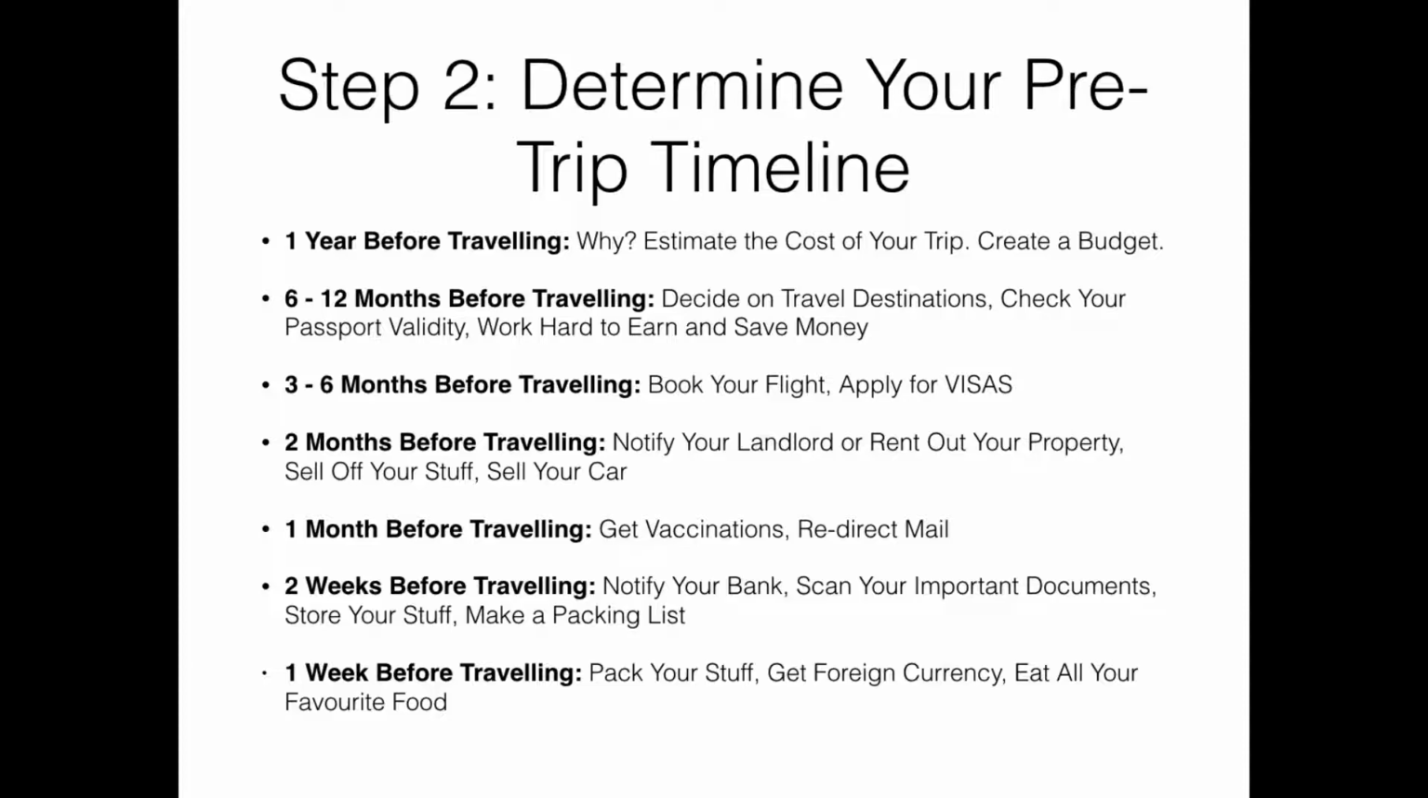Now, 3 to 6 months before you leave to travel around the world, you will want to book your flight. And I'm going to go into detail about that later on. And the other thing is that you need to apply for visas. And one of the reasons why you want to apply for your visas 3 to 6 months before traveling is because some visas take a while to process.